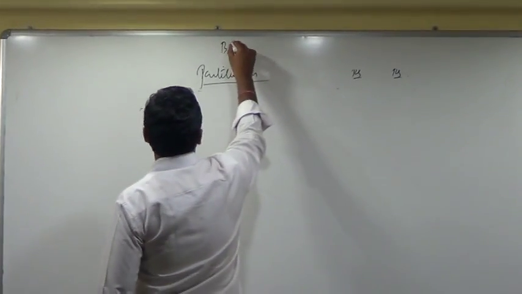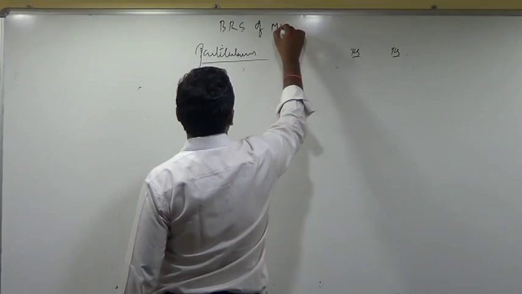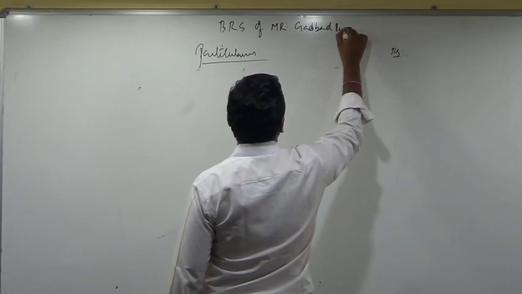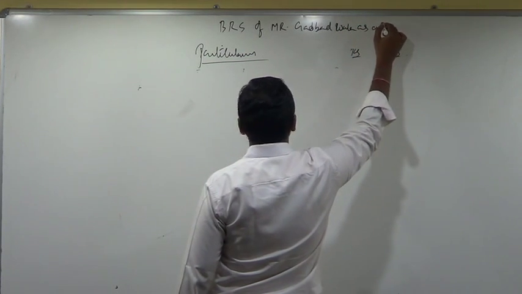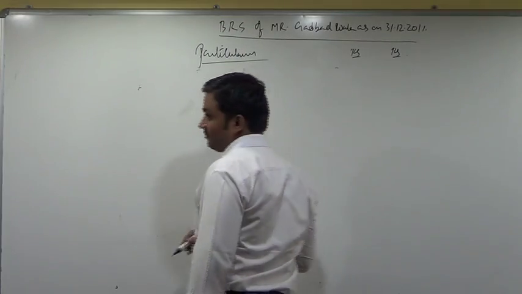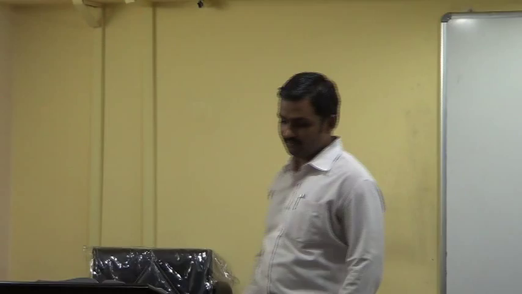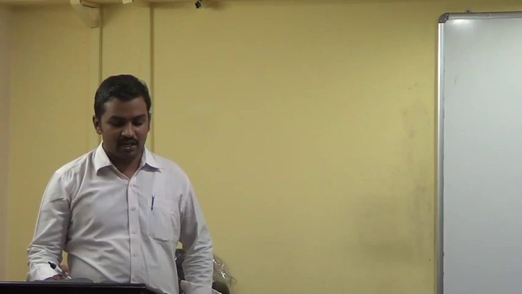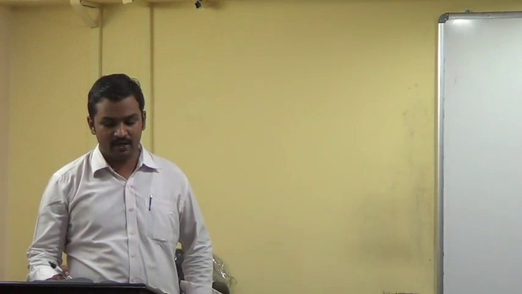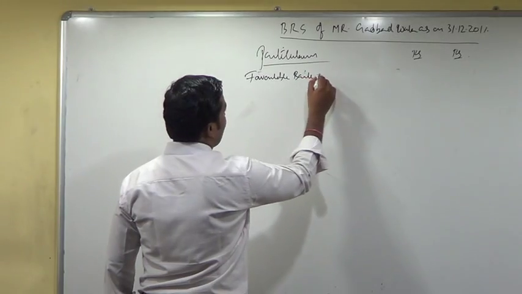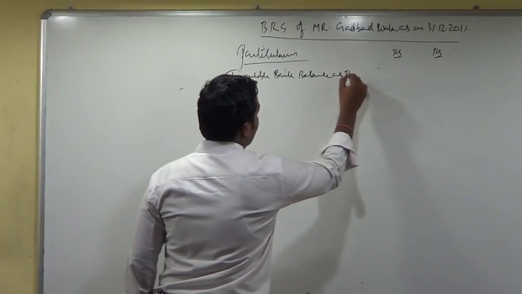What will we write here? Bank reconciliation statement of Mr. Gadbadwala as on 31st December 2011. The cash book of Mr. Gadbadwala shows 8,364 as the balance at bank on 31st December 2011. Favorable bank balance as per cash book.